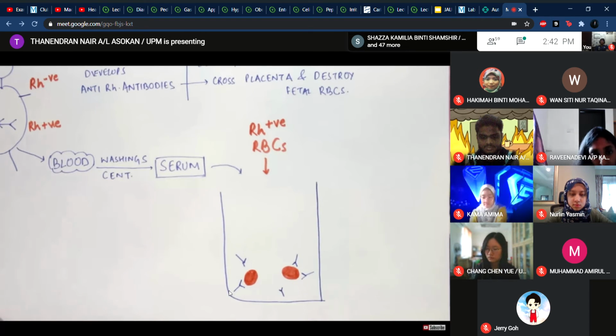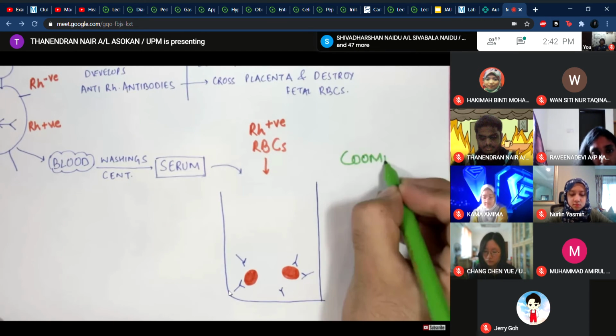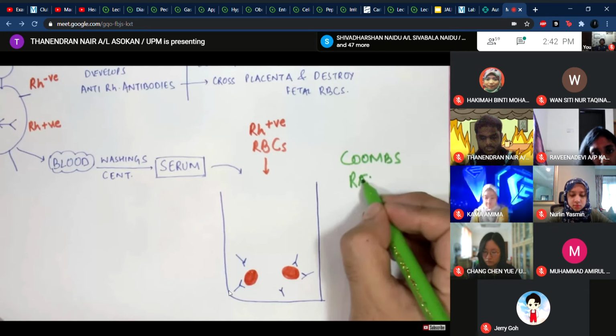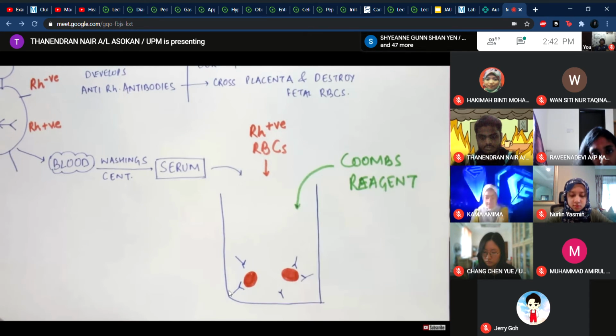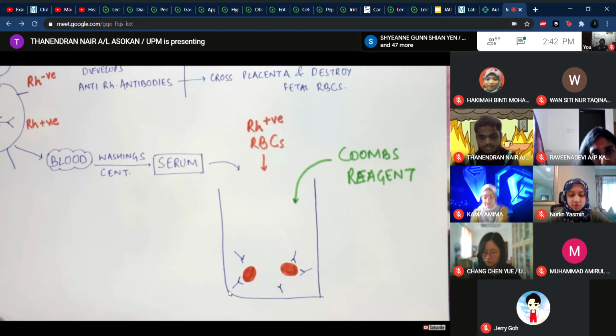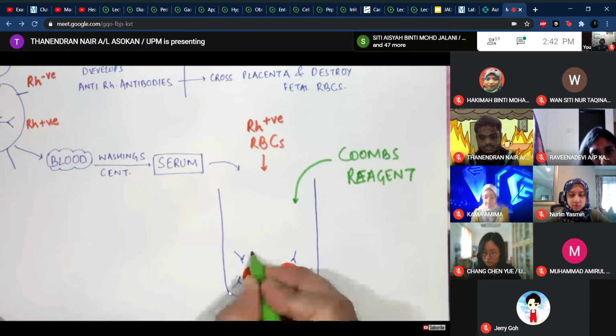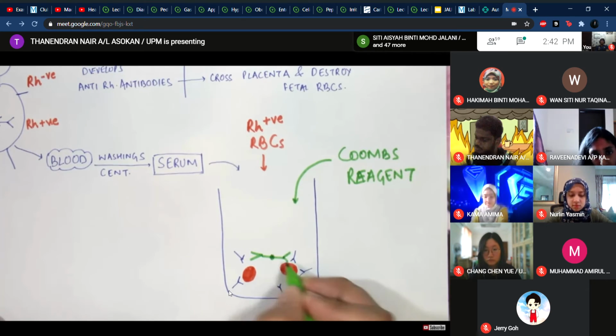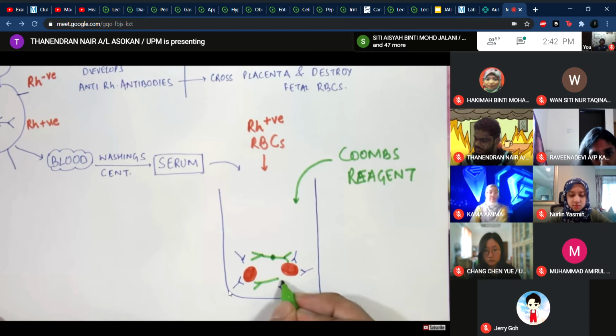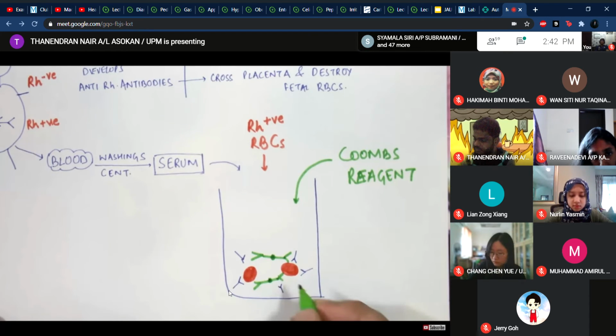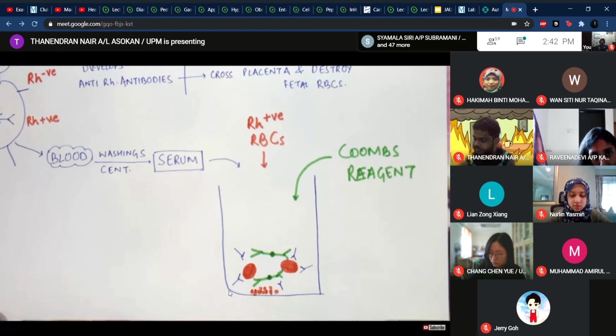And the next steps are the same as those of the direct type of the Coombs test. So when we add the Coombs reagent into this sample, these antibodies again bind to these anti-Rh antibodies and cause the agglutination. So an agglutinated mass of RBCs is formed at the bottom of the test tube. So this was all about the Coombs test.